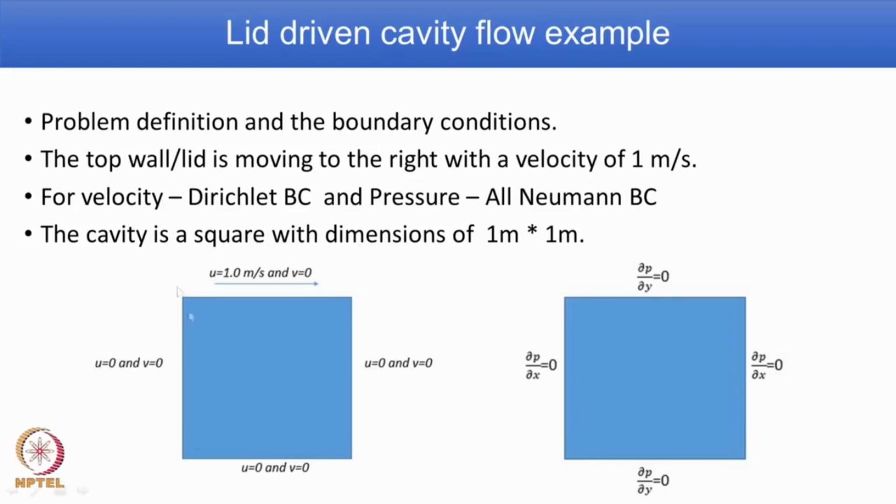On the left you see the explanation for the velocity boundary condition. The top is the lid moving with a velocity of 1 meter per second and v equal to 0, and on all the 3 other sides velocity is equal to 0. And for pressure, on all 4 sides we have Neumann type boundary condition. Accordingly, in the x direction it is dou p by dou x equal to 0, and in the y direction dou p by dou y is equal to 0.